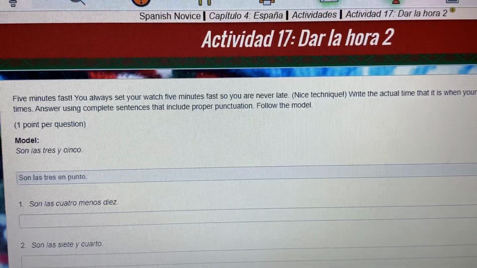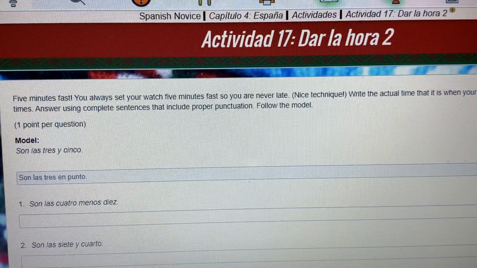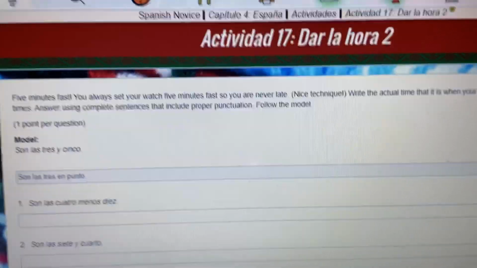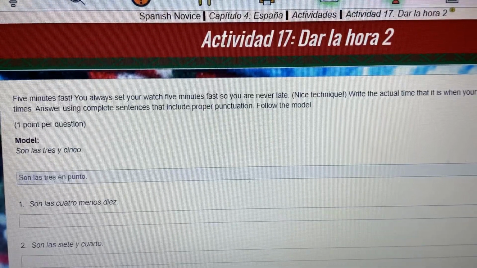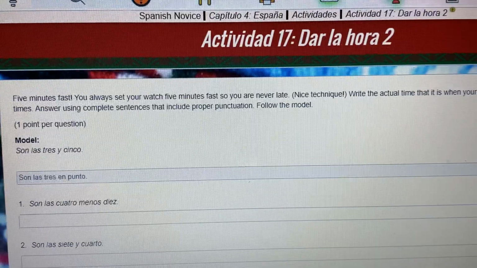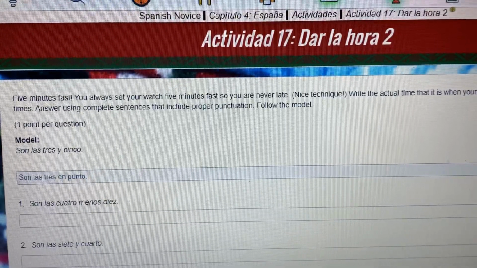I'll go ahead and we'll go through each answer together. Make sure that you're doing it on your own so you can submit your answers. For this exercise, the directions tell you that the time given is 5 minutes fast. So what you have to do is subtract 5 minutes, and that would be your answer.